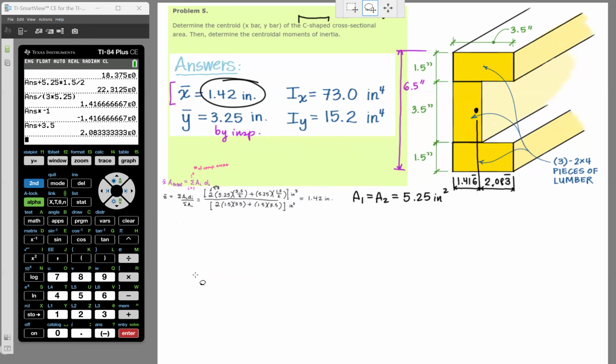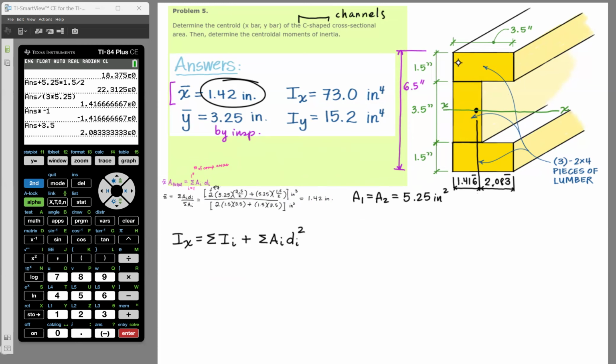All right, next up, moments of inertia. We'll do IX first. Parallel axis theorem is going to be needed, so I need the summation of the moments of inertia of each component about its own parallel axis plus the summation of the areas times the distance squared between the parallel axes. Here is my x-axis on the picture right here, so you could call it x or xx if you want to do.